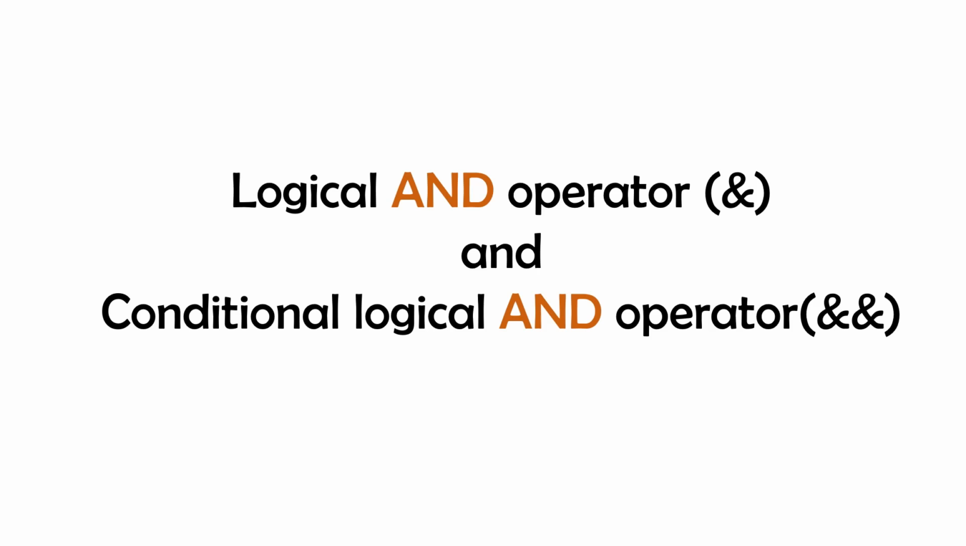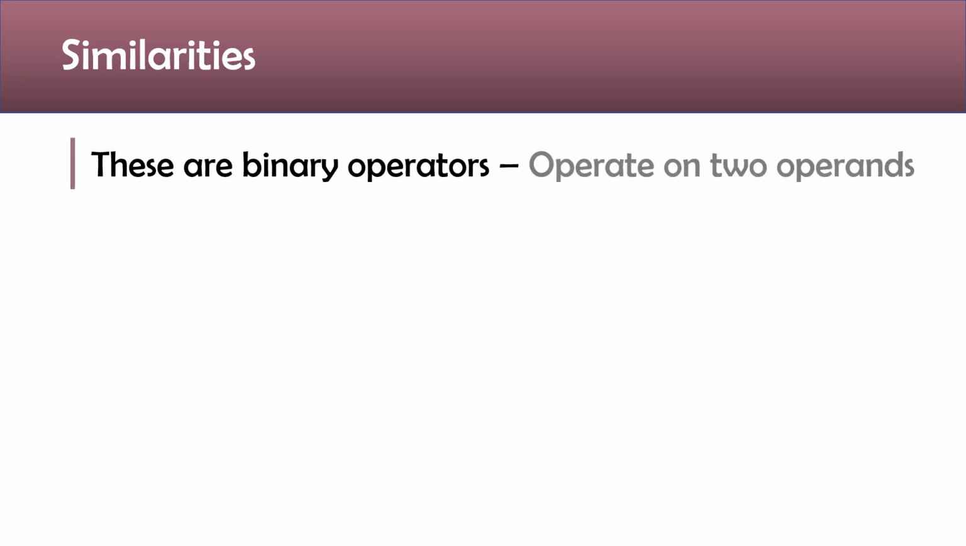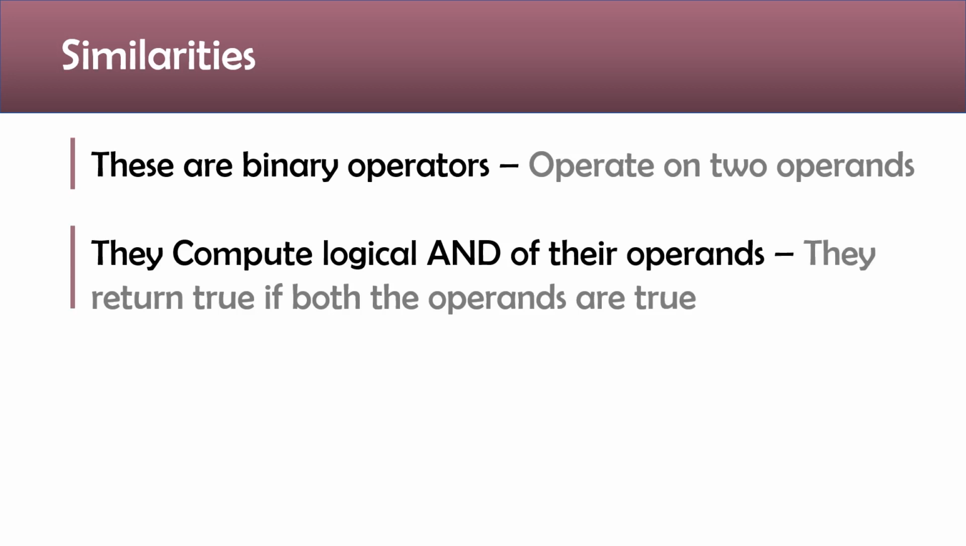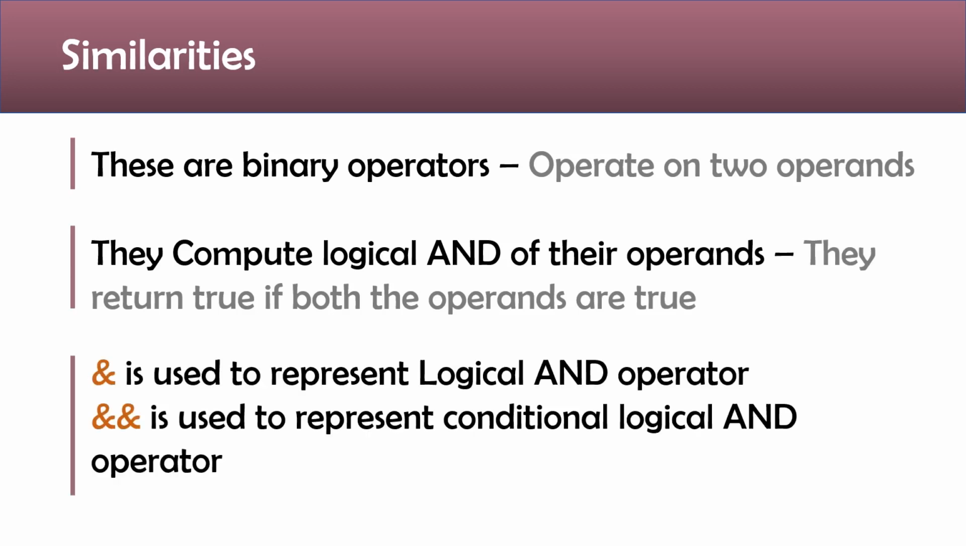Both of these operators are almost the same, but there are a few differences. We are going to understand both of these operators, and we are also going to understand what the differences between them are. Let's understand a few of the similarities between these two operators. These are binary operators. That means they operate on two operands and they compute the logical AND of its operands. A single ampersand is used to represent the logical AND operator and a double ampersand is used to represent the conditional logical AND operator.